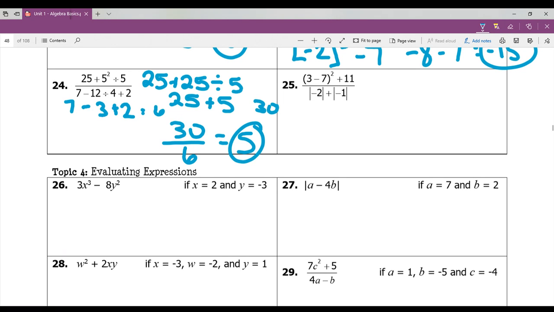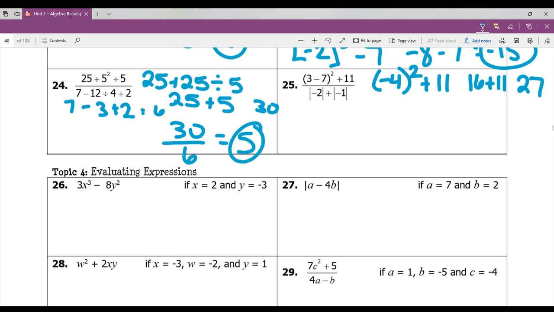We have parentheses on top. That ends up being negative 4 squared plus 11, because 3 subtract 7 is negative 4. Negative 4 squared means I do negative 4 times negative 4, which is positive 16. Add 11. That will give me 27 on top. I'm just going to leave it over there off to the side for a minute.